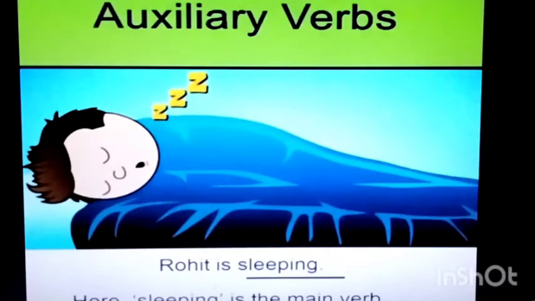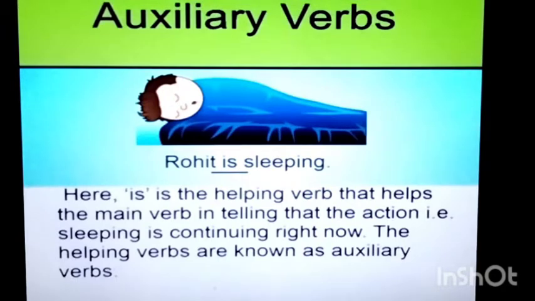Rohit is sleeping. What action is Rohit doing here? He is sleeping. Therefore, sleeping is the main verb. What is the use of is in the sentence? Is helps the main verb show that the action is in the present time and is continuing right now. So, is the helping verb, also known as the auxiliary verb.